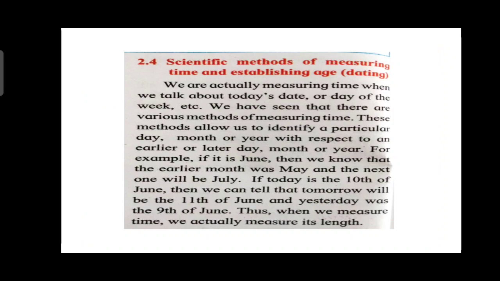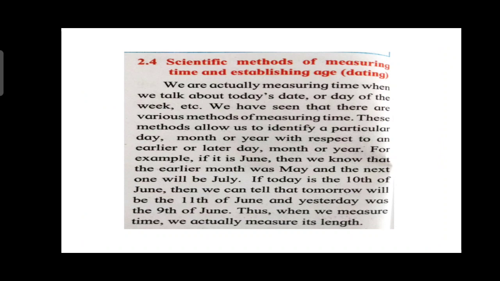We have seen there are various methods of measuring time. These methods allow us to identify a particular day, month, or year with respect to an earlier or later day, month, or year. For example, if it is June, then we know that the earlier month was May and the next month will be July. If today is 10th of June, then tomorrow will be 11th of June and yesterday was 9th of June. Thus, when we measure time, we actually measure its length.